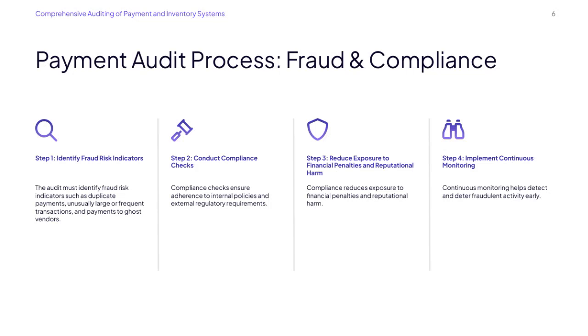In the payment audit process, the first step is to identify fraud risk indicators. This involves looking out for signs like duplicate payments, transactions that are unusually large or frequent, and payments made to ghost vendors, those who don't actually exist. Next, we conduct compliance checks to make sure all payments follow internal policies and meet regulatory requirements. This is crucial because it helps reduce the risk of facing financial penalties and protects the organization's reputation. Finally, implementing continuous monitoring is key. By constantly keeping an eye on transactions, we can detect and stop fraudulent activity early, minimizing potential damage.